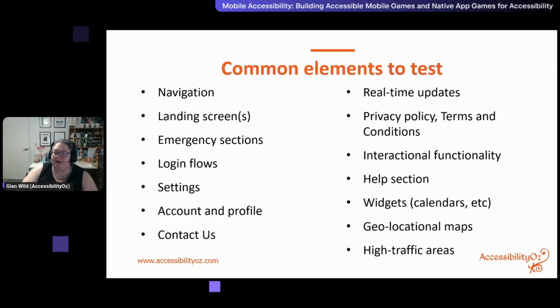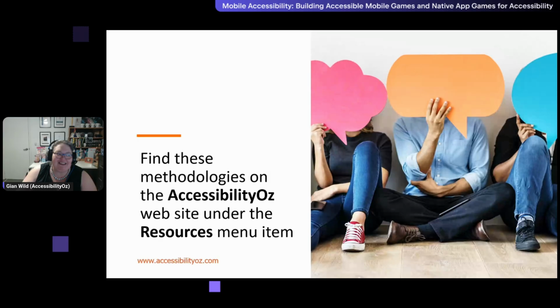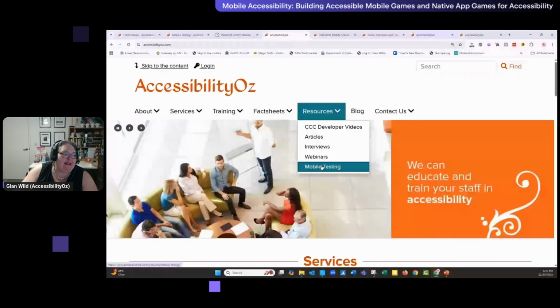So now that you know a little bit more, you might be a little bit more interested in looking at the guidelines. So I'll just show you again. You just go to the resources and then mobile testing, and that's how you can find it.